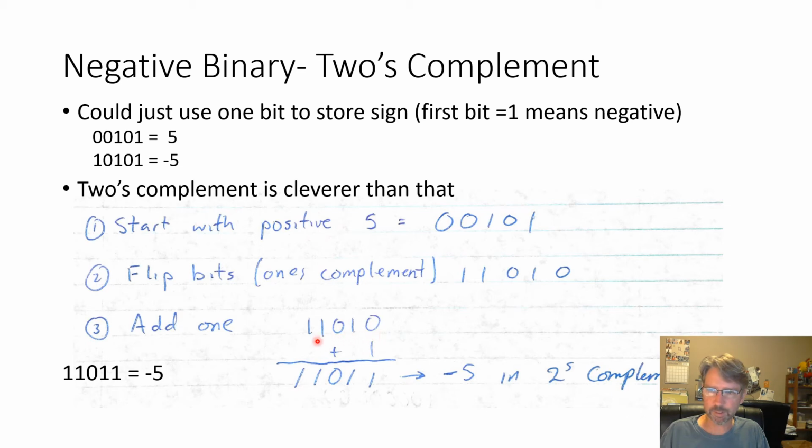So here's our 1's complement. We add 1. 0 plus 1 is 1, and then the rest just come down: 1 plus 0 is 1, then the 0, the 1, and the 1. So 11011 is negative 5 as a 5-bit 2's complement number.